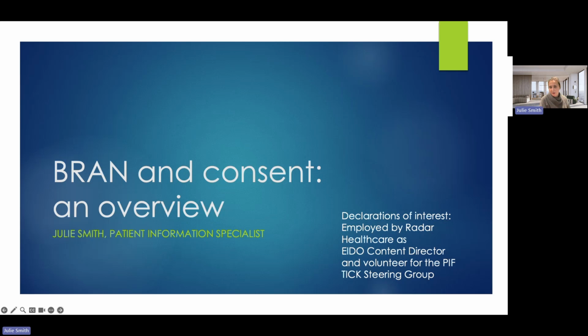I'm employed by a company called Radar Healthcare, and within Radar, there is a product called IDO, which is an information library for patients to support them making informed decisions about their care, mostly around surgical procedures, as well as some diagnostic tests and investigations. Those are used in shared decision making and on consent forms. I am also a volunteer for the PIF steering group, that's the Patient Information Forum. I mention that because I talk a little bit about PIF in my presentation, so just to make everyone aware of that.